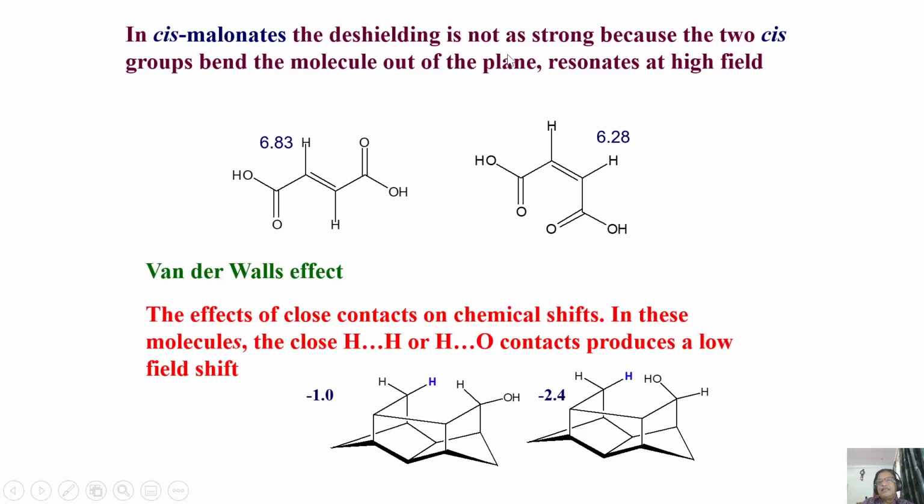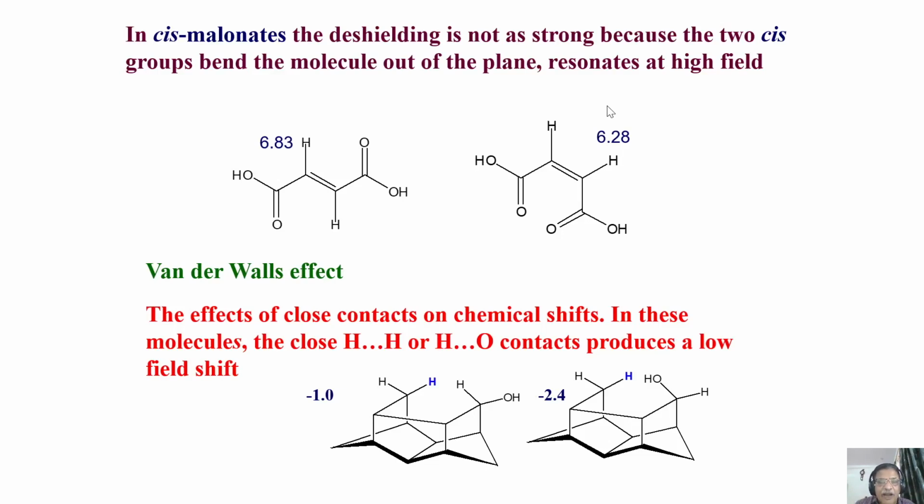What is happening is de-shielding is not very strong, because two cis groups bend the molecule out of plane in this type of molecule. See, and it resonates at high field. As a consequence, you see in this case this proton comes at 6.83 ppm, whereas this proton comes at 6.28 ppm. So these are some of the examples. Of course, this is not the end. We need to learn, particularly for your molecular orientation when you are looking at your system, various other effects would be there. You have to consider various things.